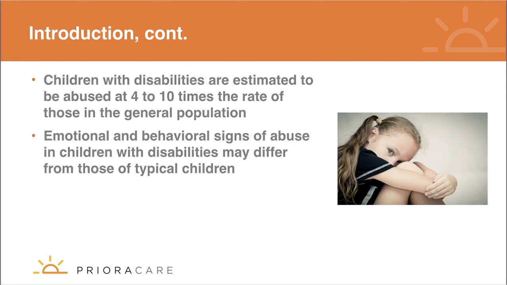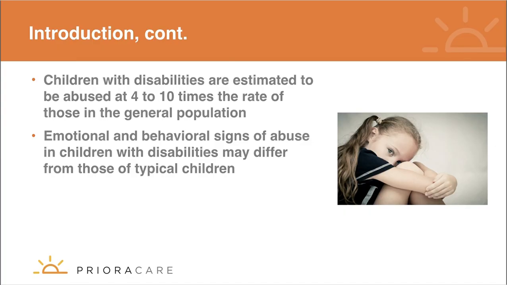In addition, children with disabilities are estimated to be abused at 4 to 10 times the rate of those in the general population. This is why it is so important that individuals who are working with clients with autism and other special needs are aware of the definitions and signs of abuse. However, it is also more tricky to identify the signs of abuse or neglect in a child with disabilities, because oftentimes the emotional and behavioral signs of abuse in children with disabilities may differ from those of typical children.